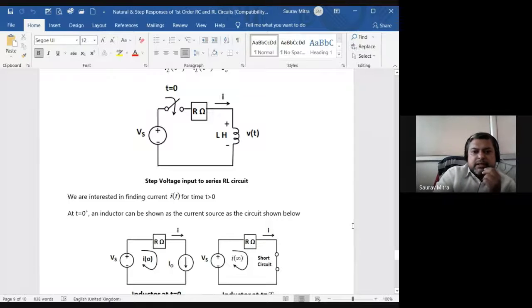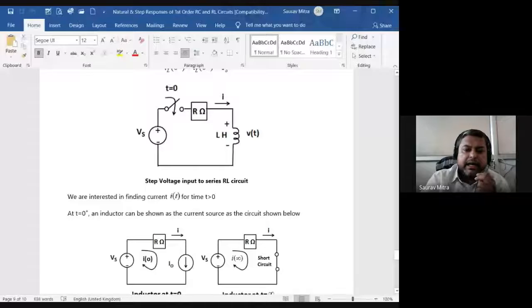Okay, so let us start with module number 3. We will be going question by question. So first question you can write down, that is the natural response of RL and RC circuit.